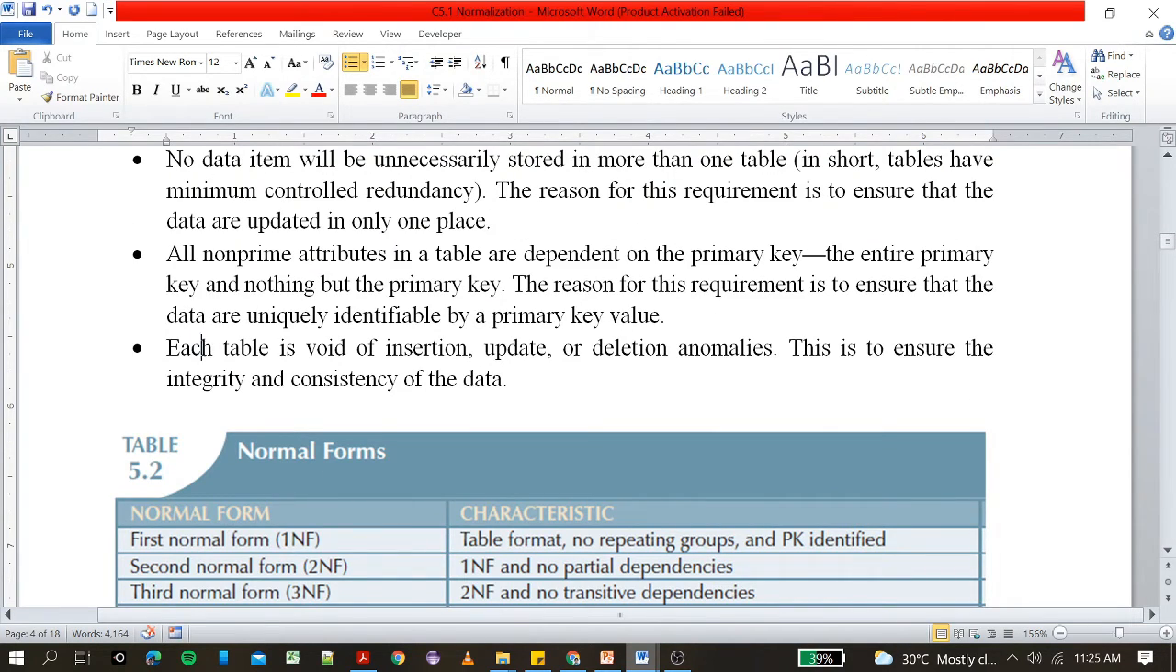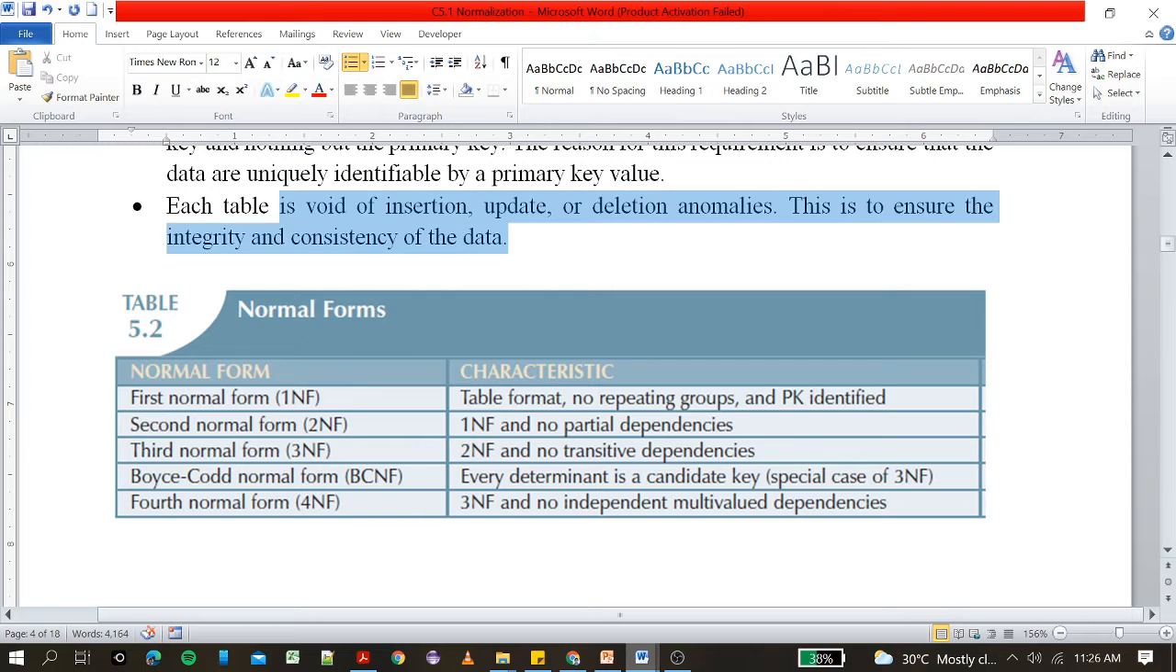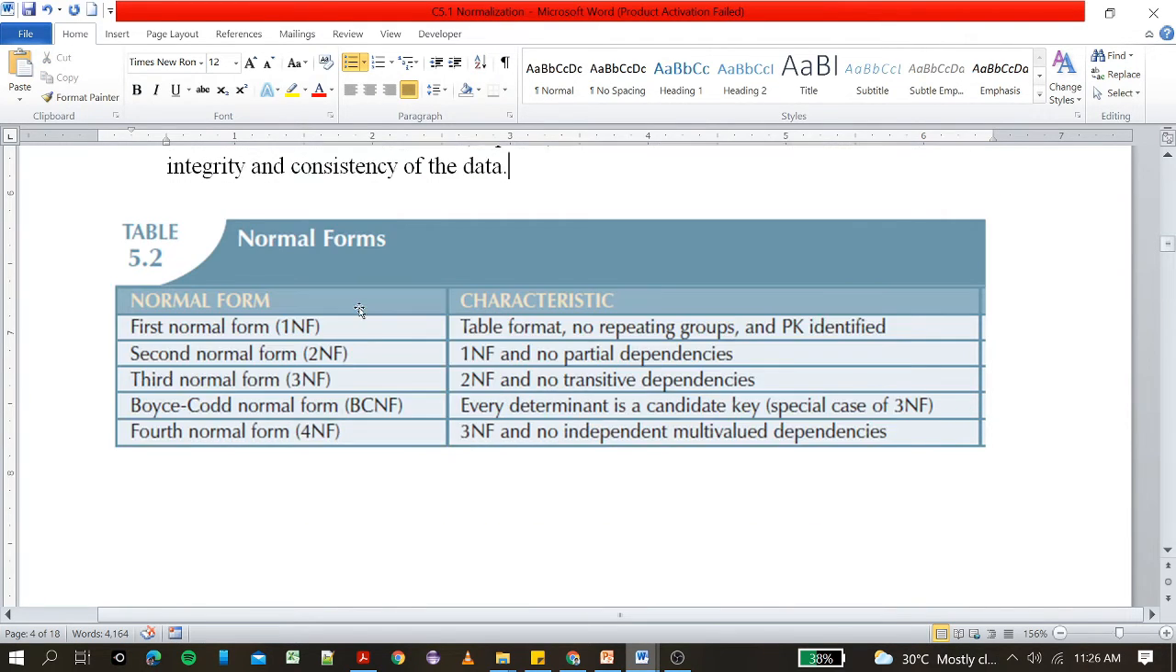Ito yung last, each table is void of insertion, update, or deletion anomalies. So, ibig sabihin, dapat wala tayong makikita kahit isang anomaly, kahit anong type pa yan, dun sa mga table natin. This is to ensure the integrity and consistency of the data. Okay? So, yun yung mga reasons na dapat nating ma-attain. Mga objectives na dapat nating ma-attain.